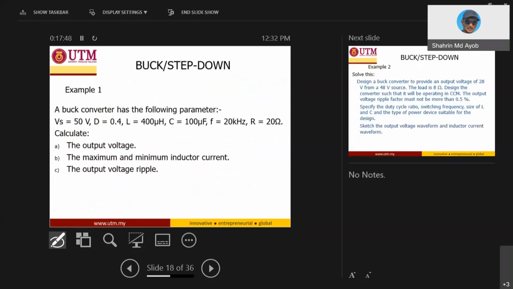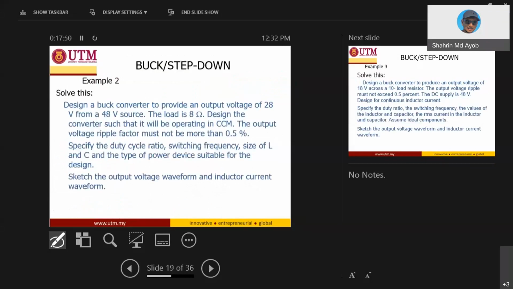We have example 1 and example 2. This example 2 is a design. Your final exam will be like this. You are designing a buck converter or boost converter, so you need to calculate all the elements, for example the value of the inductor, capacitor, switching frequency, and so on, and the rating of the switch. Because for the final exam, our question for the DC-DC converter is more on design. So you need to know the ratings and so on that are suitable for the circuit.